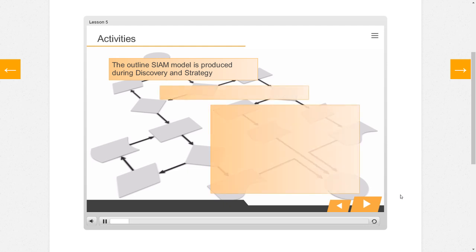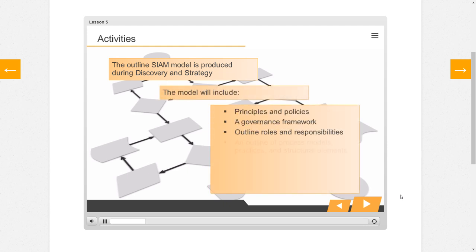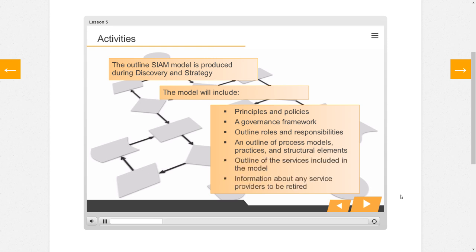One of the activities in the discovery and strategy stage is to produce an outline SIAM model. This model is the customer organization's adaptation of the high-level SIAM model we studied earlier in the course. It will include principles and policies, a governance framework, outline roles and responsibilities, an outline of process models, practices, and structural elements, outline of the services included in the model, information about any service providers to be retired. The SIAM model will be part of the outline business case.